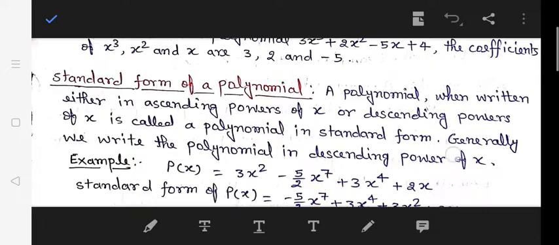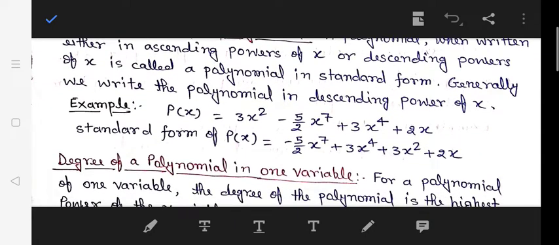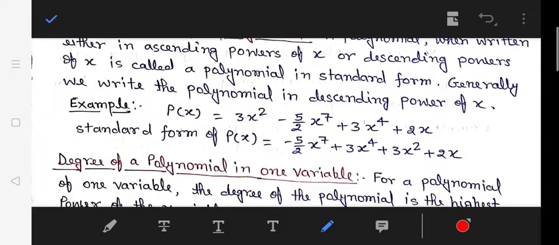Here I have taken an example. The example is given: a polynomial px equal to 3x square minus 5 by 2x power 7 plus 3x power 4 plus 2x. If I ask what the standard form of this is, then you can take that the highest exponent of x is 7. Here it is the highest exponent. So I am going to write it in the descending order of the exponent. So here I have written first minus 5 by 2 x power 7.